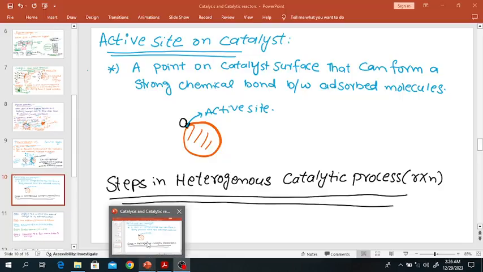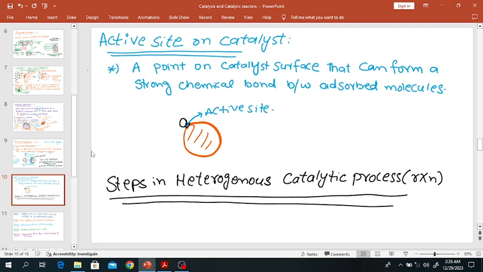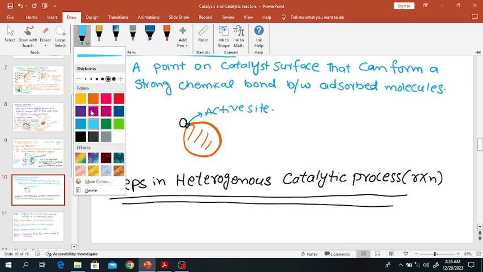In this lecture, we will discuss the steps in the heterogeneous catalytic process. So, first of all, we should know about the active site on catalyst. What is an active site on a catalyst?